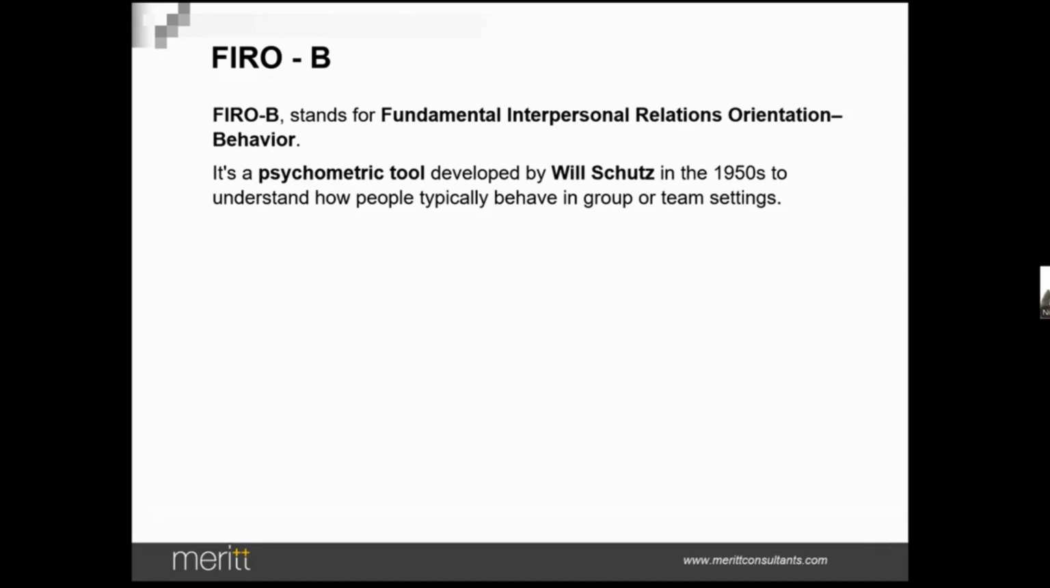FIRO-B. The full name of this instrument, or the psychometric test, is Fundamental Interpersonal Relationships Orientation Behavior. Okay. And this tool was developed by a very popular psychologist called Will Schutz in 1950. What does it measure? It helps you understand interpersonal behaviors, yourself in relations with teams, groups, etc. So therefore, it's a very, very powerful tool.